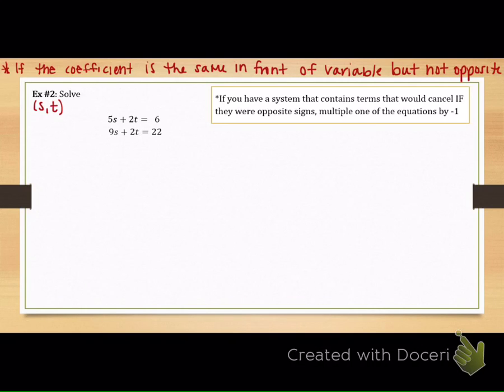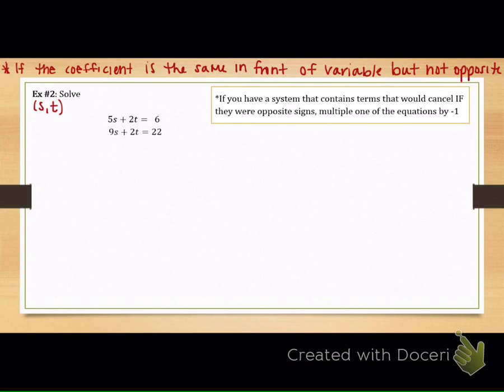So if you have a system that contains terms that would cancel if they would be opposite, it says multiply one of the equations by -1. Why would multiplying one of the equations by -1 help you? Why does that make sense? Iris? It would change the signs. It would change all the signs, making the ones that are the same.